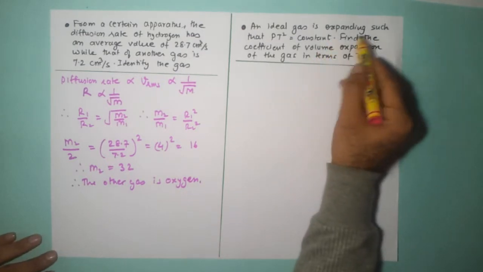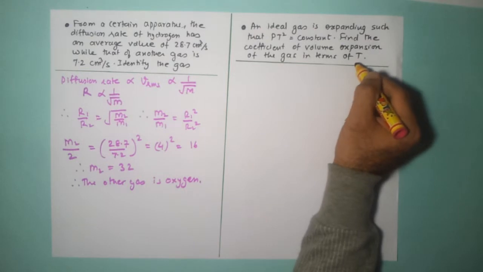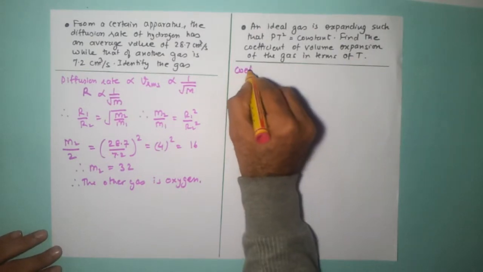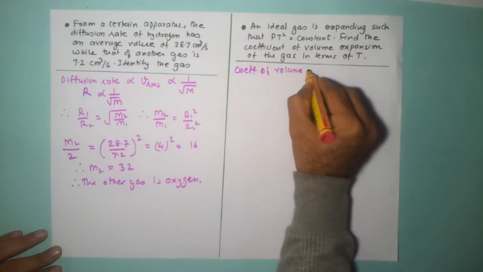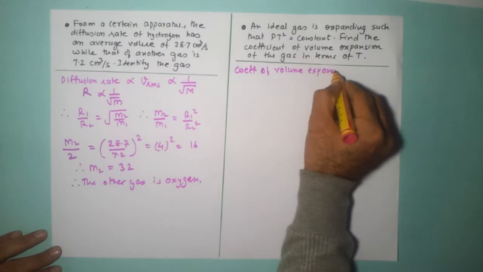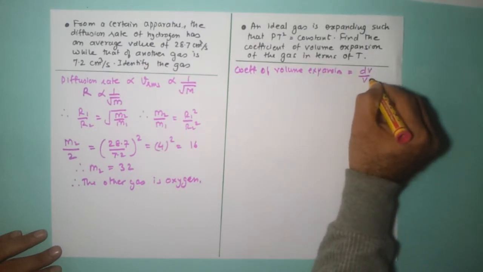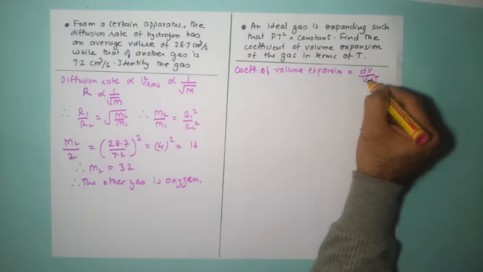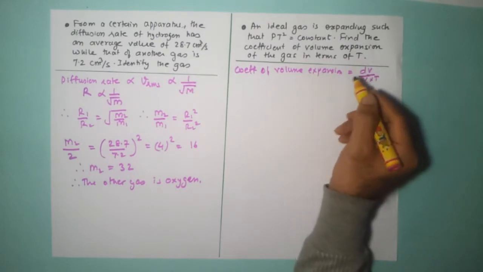Let's move to the second question. An ideal gas is expanding such that P T square is constant. Find the coefficient of volume expansion of the gas in terms of temperature T. Now coefficient of volume expansion is dV by V into dT. It's the change in volume per unit rise in temperature. Right? This is the definition of coefficient of volume expansion.